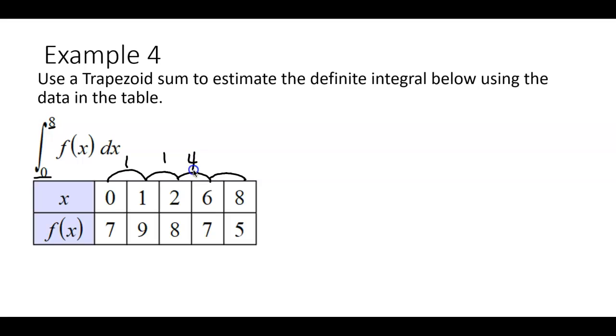Because remember, on a trapezoid, the horizontal ones are actually the heights. So we're going to call those the heights. Now, these are my heights. And we use the bases. And we're going to use all of them.